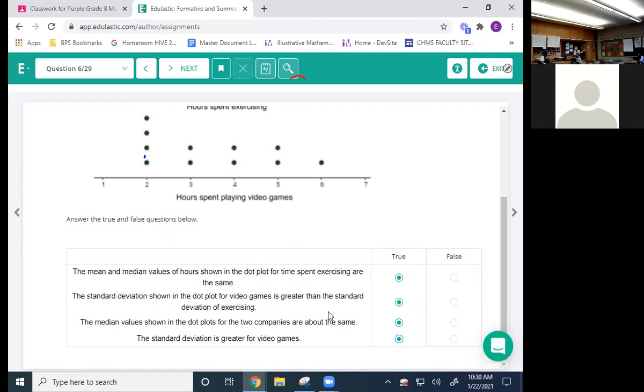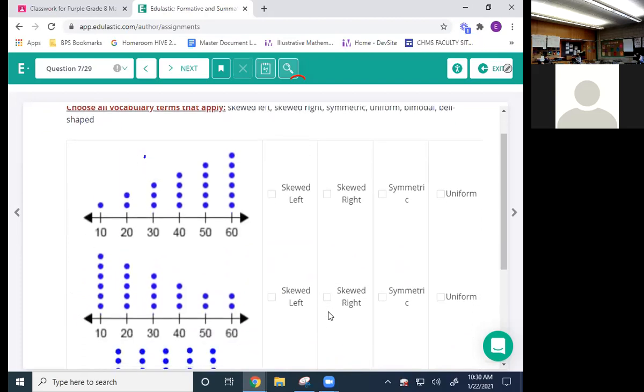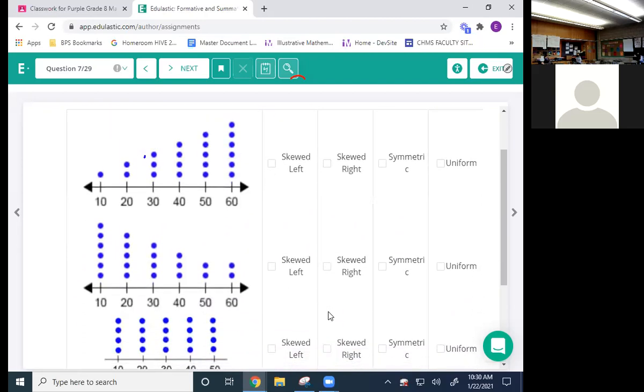Okay. Looking at these sets of data here, how would you describe this first set of data? Would you describe it as skewed left, skewed right, symmetric, uniform, bimodal, or bell-shaped? Abby? Skewed left. And why did you say left? Because most of the data is on the right. Very good. We talk about skew in opposites. If more of our data is on the right, we say it's skewed to the left. If more is on the left, we say it's skewed to the right. Good. That was the only one that applied for this one.